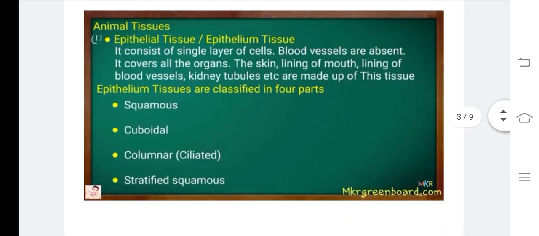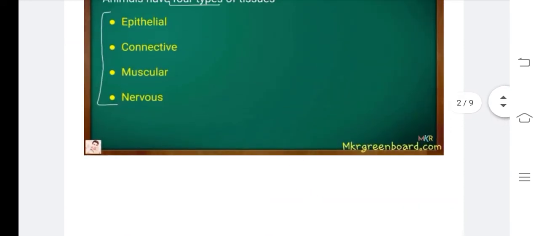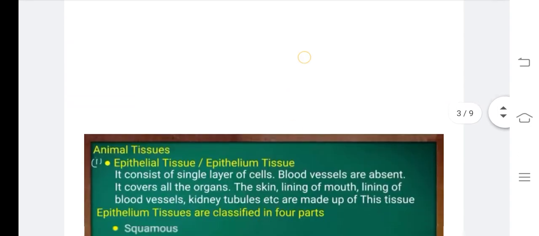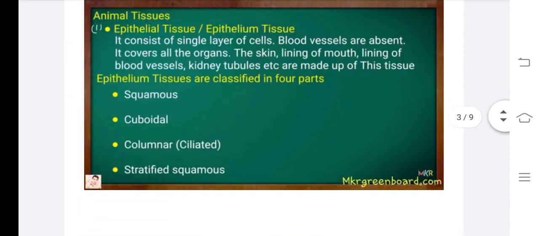Animal tissues are classified into four different types. One is epithelial tissue, which I have discussed. Again, epithelial tissue consists of four different types. Next class I would like to explain connective tissue, muscular tissue and nervous tissue. Epithelial tissue has four different types. Squamous, based on what, children? Based on shape. Clear? Squamous is a flat-like structure, cuboidal is a cube-like structure, columnar is a pillar-like structure.